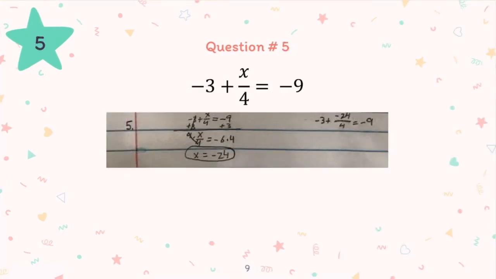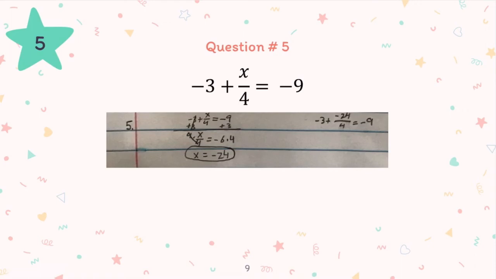For this one, the equation is negative 3 plus x over 4 equals negative 9, we do the same thing. The opposite of subtracting is adding. So negative 3 plus 3, the symbols cancel each other out. Then we do the same thing to the other side, negative 9 plus 3, which equals negative 6. So now we're just left with x over 4 equals negative 6.